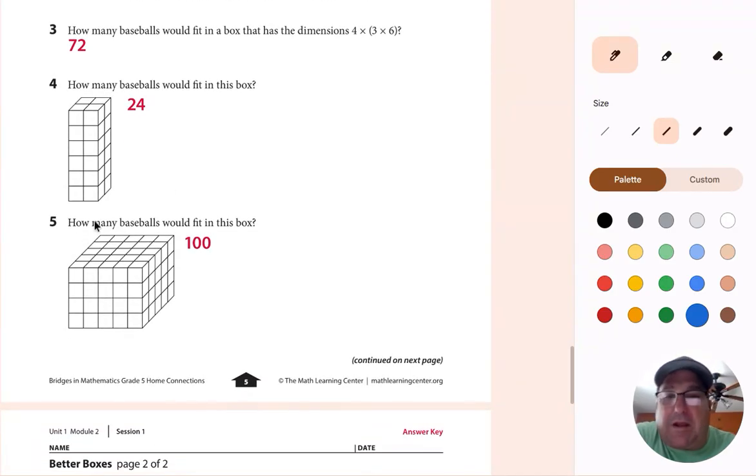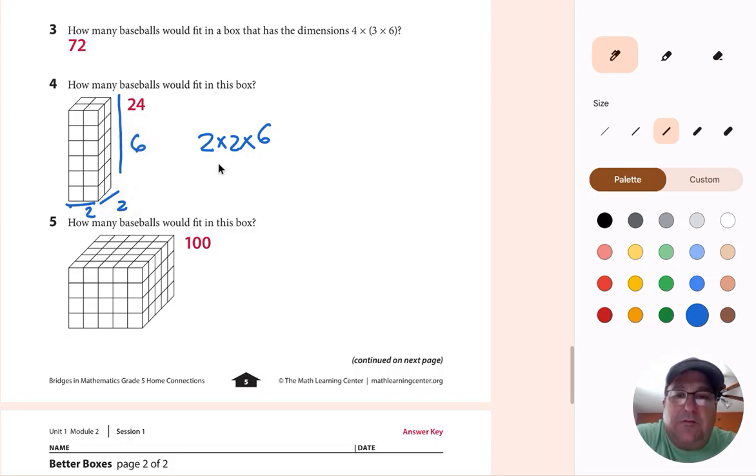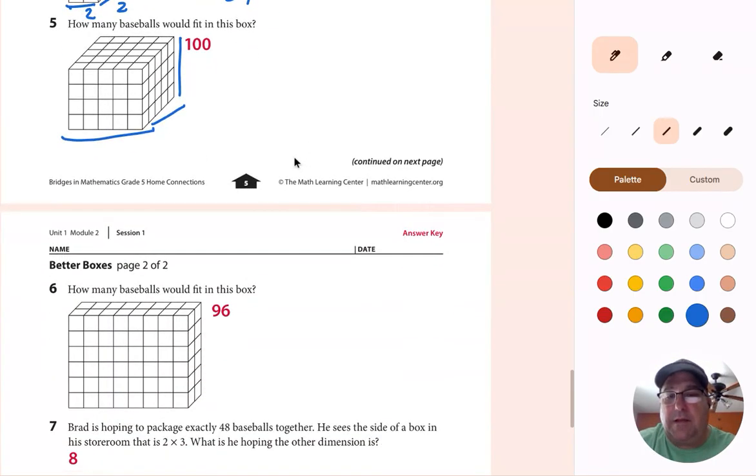24. How did we get that? Well, we went over 2, back 2. So 2 times 2. And then 1, 2, 3, 4, 5, 6. That was 6 tall. So 2, 2, and 6. 2 times 2 is 4. 4 times 6 is 24. Again, I just need to see some kind of work. Okay? Over, back, and up. What are your numbers? Okay?